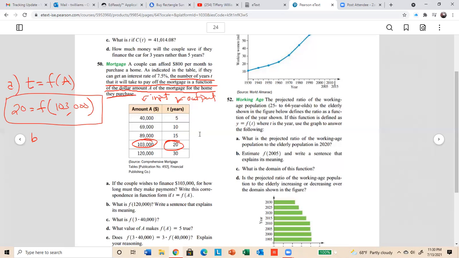Okay, part B. What is F of 120,000? And write a sentence that explains its meaning. So F of 120,000, notice the 120,000 is taking the place of A. So here's my A value, 120,000. So F of 120,000 would be equal to 30. So what does that mean? It means that it will take 30 years. Man, my handwriting's getting bad on this thing.